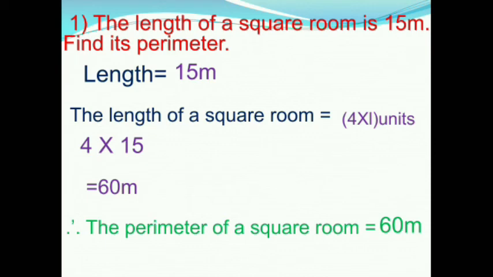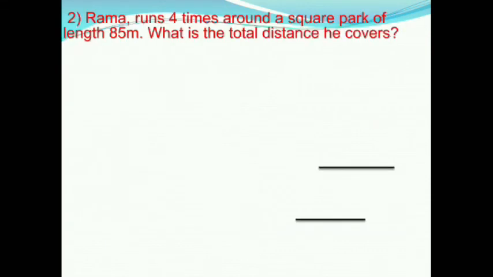Children, see the second question. Rama runs 4 times around a square park of length 85 meter. What is the total distance he covers? Children, first we should find out the perimeter. What is the length of this square park? Yes, it is 85 meter.